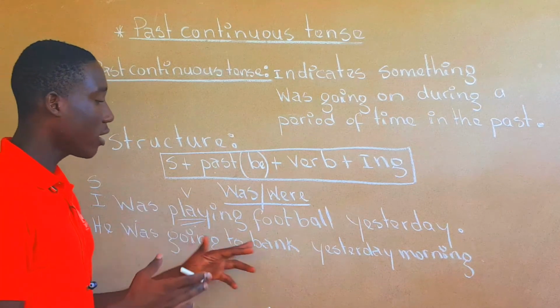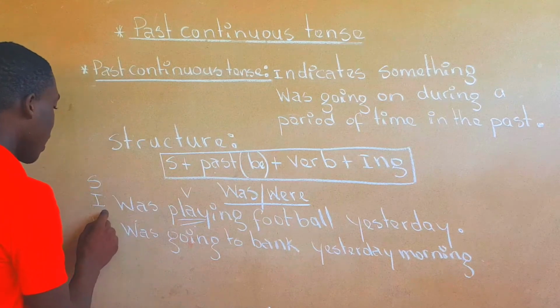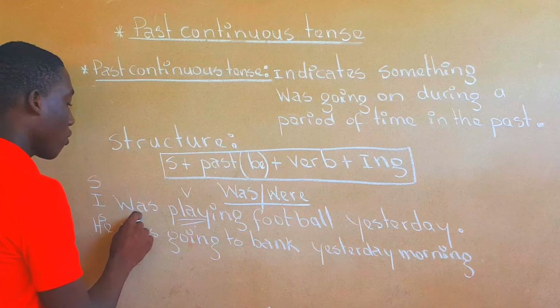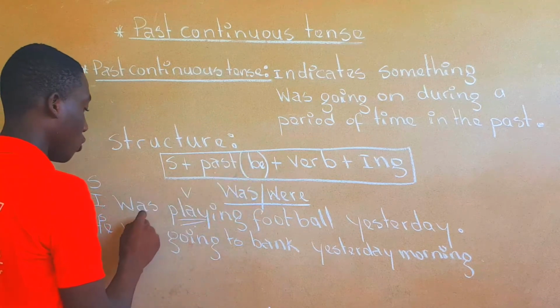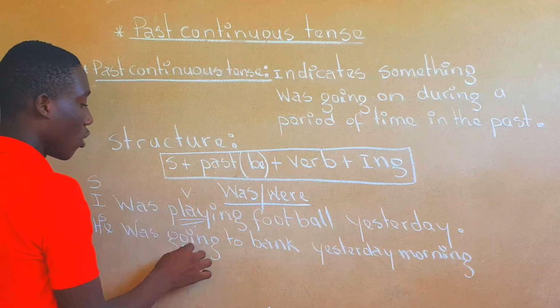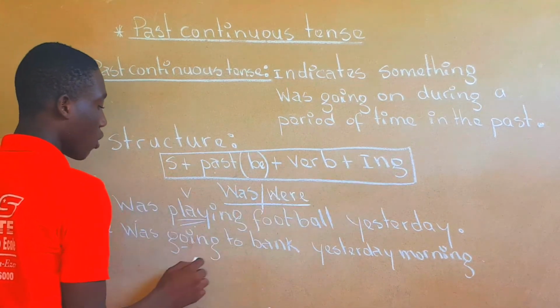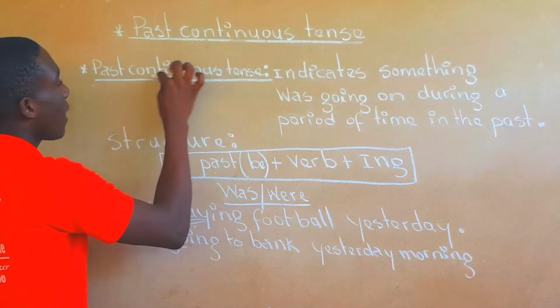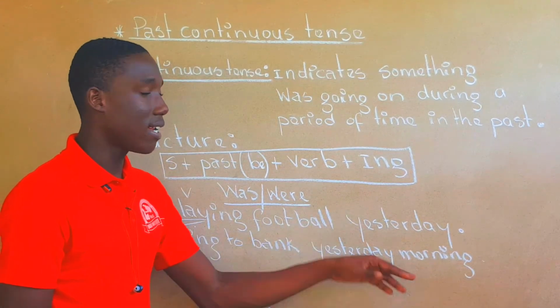He was going to the bank yesterday morning. He, it is the subject. This is the past of the verb to be, was, and go. This is the verb to go, and we add the ing form to make the past continuous tense. He was going to the bank yesterday morning.